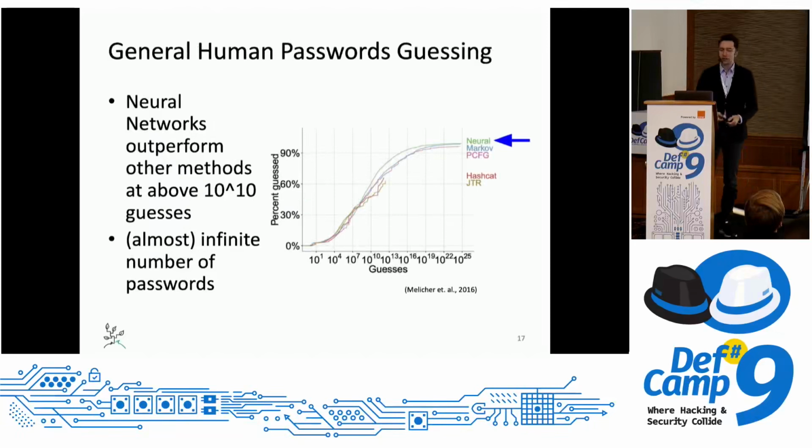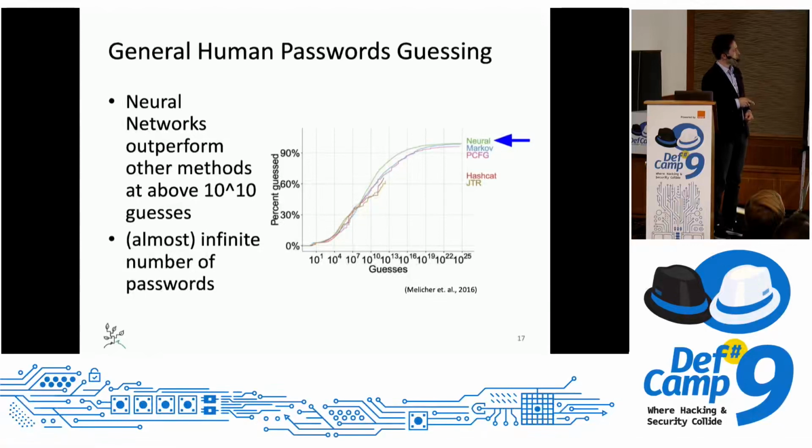So this was analyzed by William Melicher and some folks in 2016. And he basically compared several methods. He compared Hashcat and John the Ripper with state-of-the-art rule sets, also probabilistic context-free grammars, Markov models, and neural networks. What he did is basically what you can see here: the number of guesses here, and the percent guessed here. I think he used some kind of reference data set. So at any given point, the higher the line, the better, the more passwords were guessed.